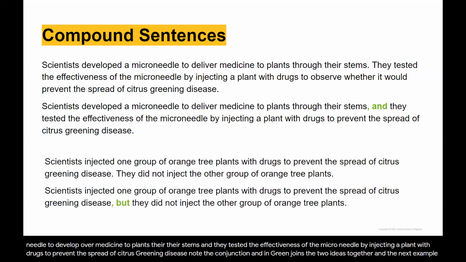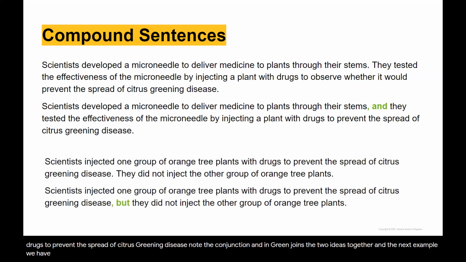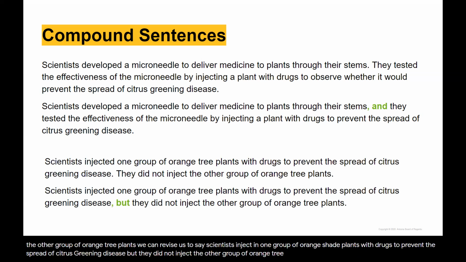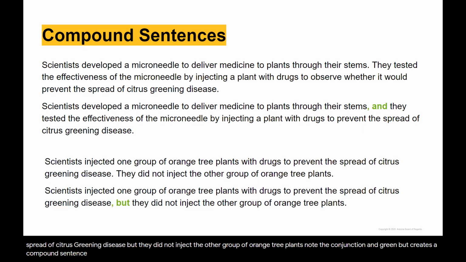In the next example, we have: Scientists injected one group of orange tree plants with drugs to prevent the spread of citrus greening disease. They did not inject the other group of orange tree plants. We can revise this to say, scientists injected one group of orange tree plants with drugs to prevent the spread of citrus greening disease, but they did not inject the other group of orange tree plants. Note the conjunction in green, "but," creates a compound sentence.